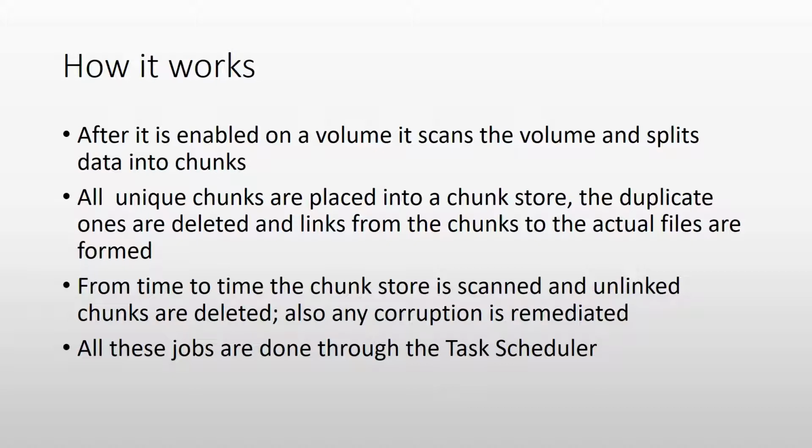And here is a short rundown of how dedup works. After you enable deduplication on a volume, it will start scanning the volume to find files that apply for deduplication, and it will split those files into variable sized chunks. All unique chunks will be placed in a chunk store somewhere on the hard drive, and then the files will have a pointer to each chunk.